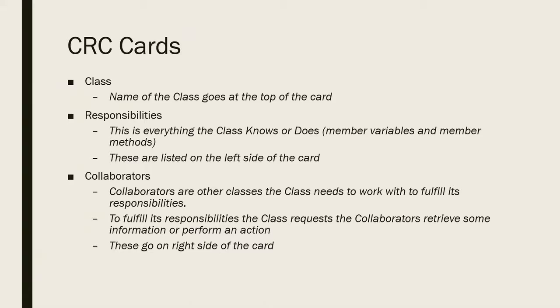The R is for responsibilities. Responsibilities is everything the class knows or does, or in other words, they are the member variables and member methods. These are listed on the left side of the card. Thirdly, the second C is for collaborators. Collaborators are other classes that our main class relies on in order to fulfill its responsibilities. This is usually done by a collaborator retrieving information or performing an action. Collaborators go on the right side of the card.